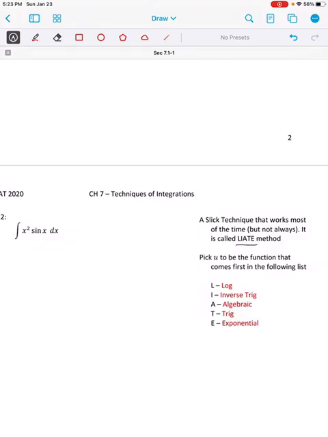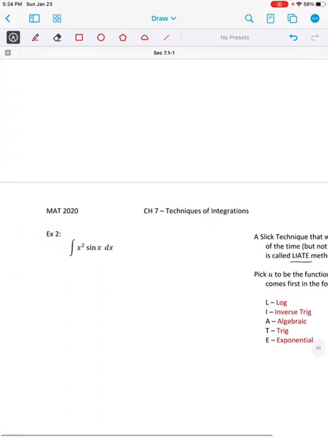So according to this method, we have to pick u to be the function that comes first in the following list. And this method often works when the functions inside the integral are two different kinds of functions. We are talking about these 5 types of functions. The first one, L, represents logarithmic, I is for inverse trig, A is for algebraic, T for trig functions, and E is for exponential functions.